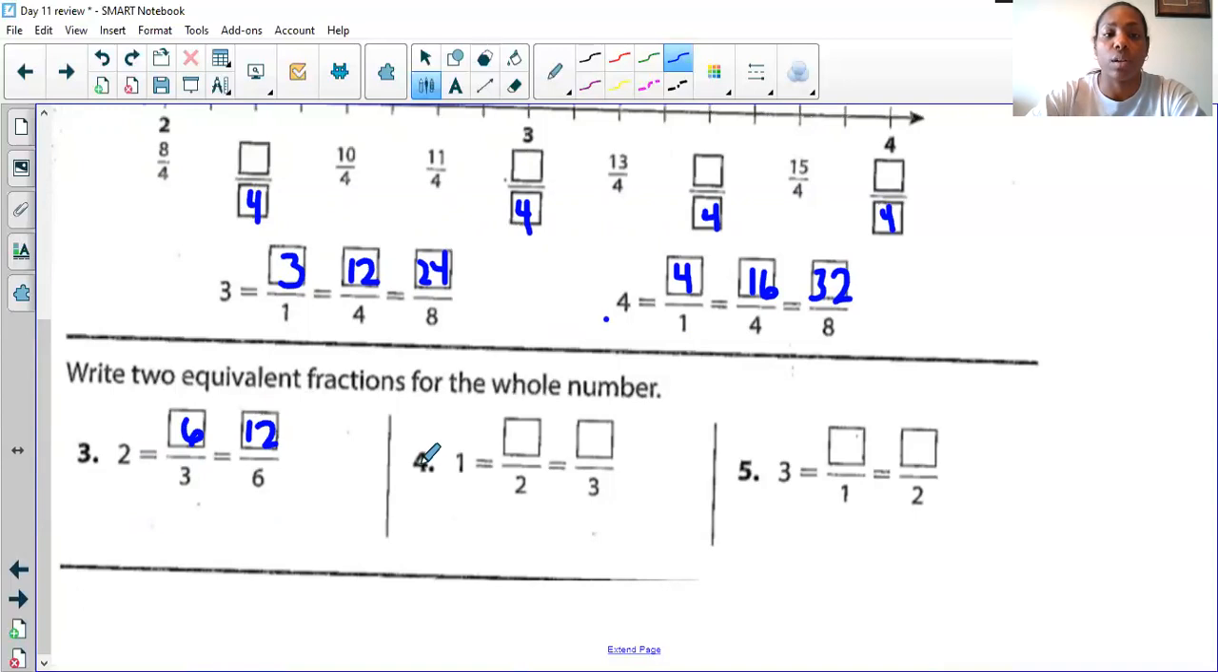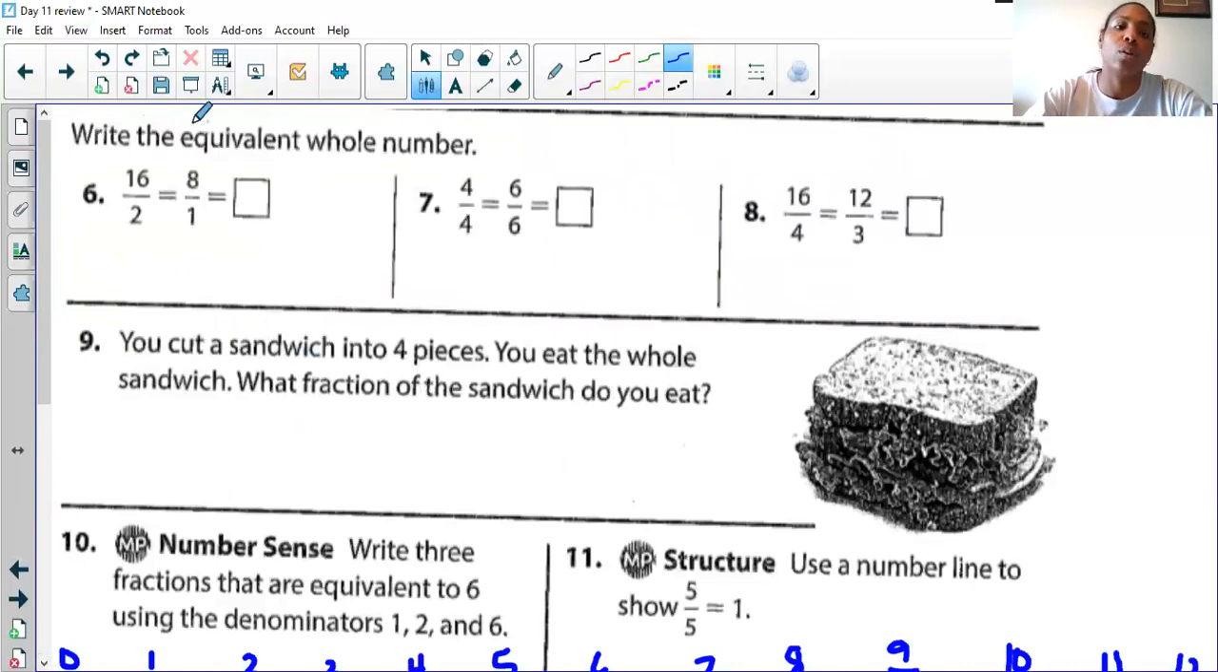Now, take a look at number 4. So 1 equals what over 2? 2 divided by 2. 2 over 2 equals 1. And then this one should be simple enough. 3 over 3 equals 1, 3/3. Take a look at number 5. 3 is equal to 3 over 1. Remember, 3 divided by 1 is 3. And then what is 3 times 2 equals what? 6. Good job.